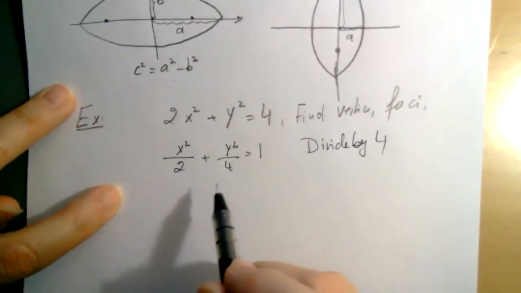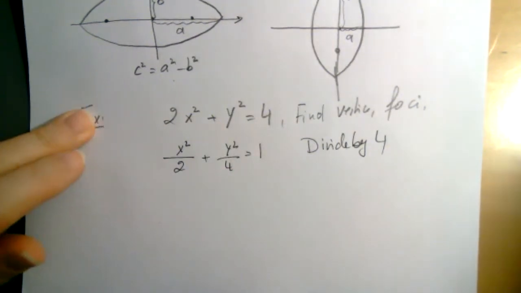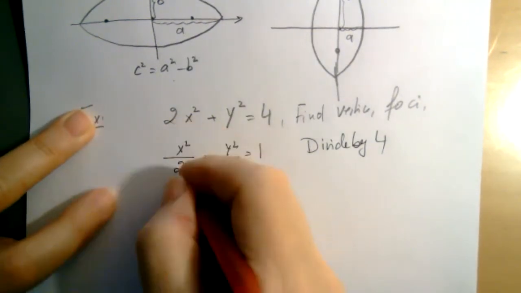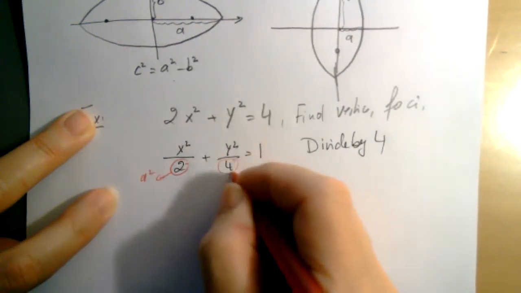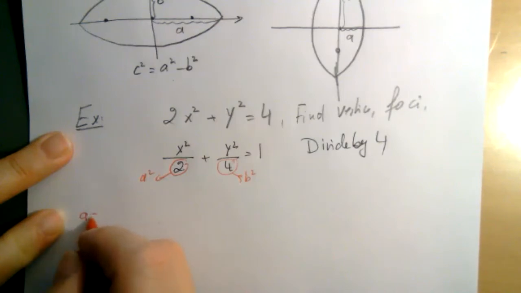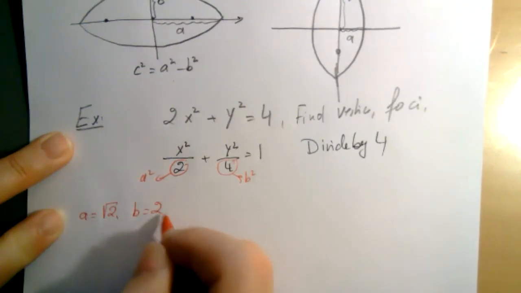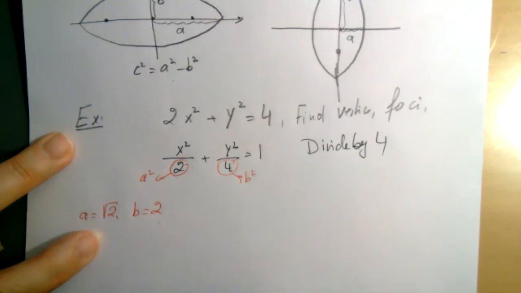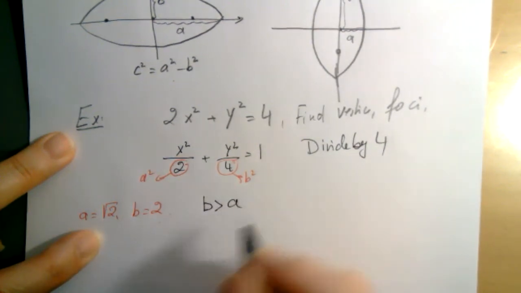So what are A and B? This is A squared, and that's my B squared. For A, I just take the positive root. So A is the square root of 2 and B is equal to 2. Immediately, what is bigger? Definitely B is larger than A.